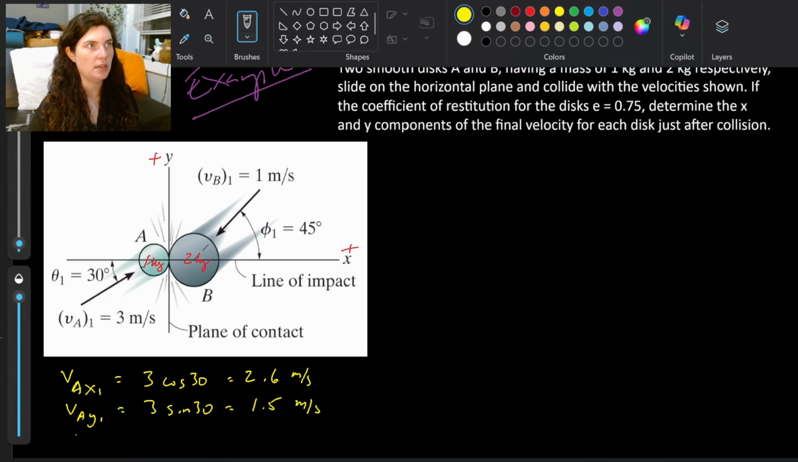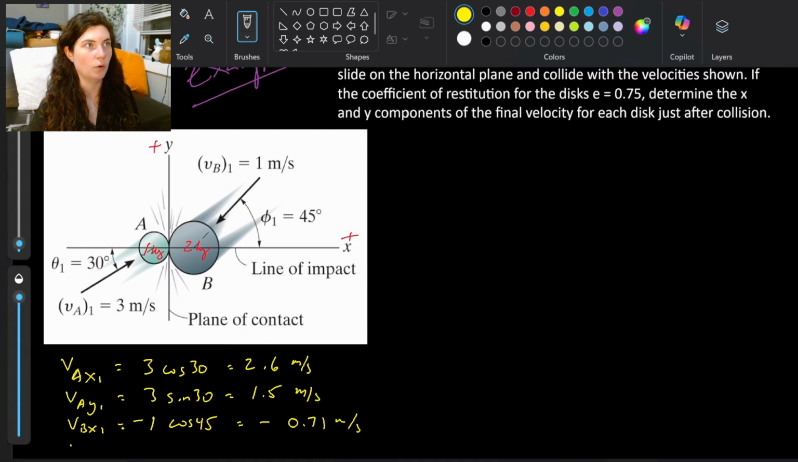And then we'll do it for B. For VBX1, this time I've got a 45-degree angle. 1 times cosine 45. But notice this velocity is pointing in the negative x direction, so this is actually going to be a negative 0.71 meters per second.